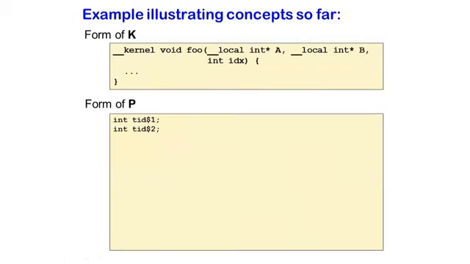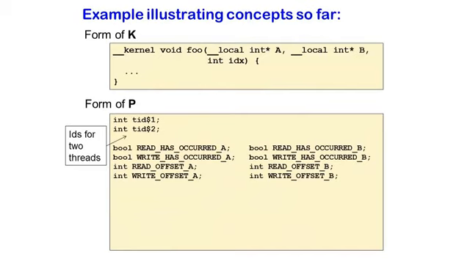So what we would do is introduce tid1 and tid2. Then we would introduce a whole bunch of instrumentation variables. Read has occurred A, write has occurred A, read has occurred B, and write has occurred B. So these are Booleans to track whether we are logging a read from or a write to either A or B. And then read offset A, write offset A, read offset B, write offset B, which are ints tracking the offsets that were read from or written to. We would also introduce a bunch of these log and check procedures, which I'm not showing you on this slide.